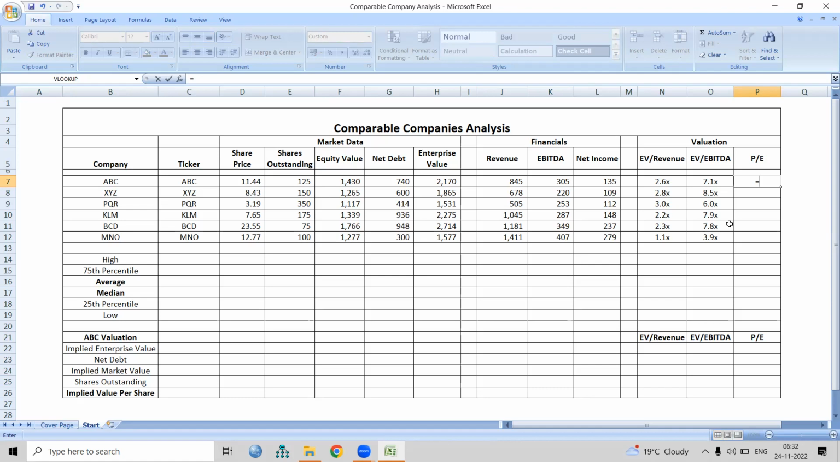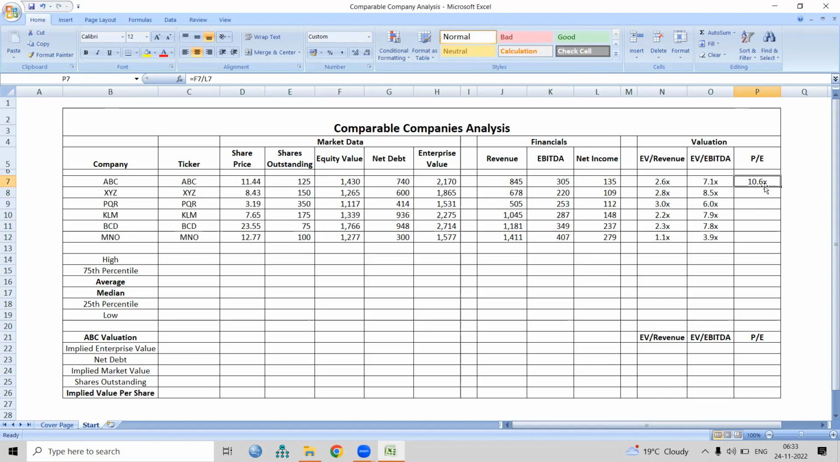So how do you put market value of equity divided by net income here? Let's use the reference cell for the market value of equity, which is F7. Let's divide this by net income, which is L7. F7 divided by L7. So 10.6x.